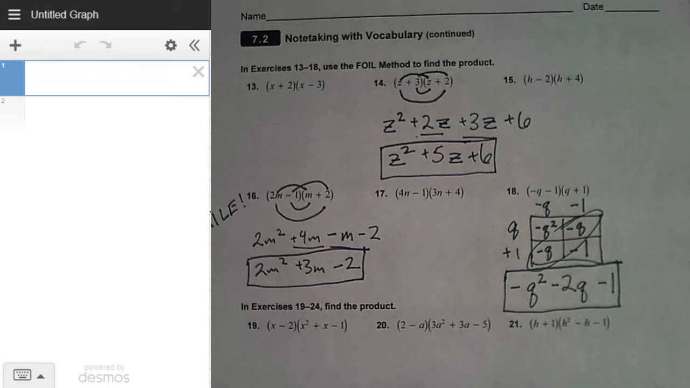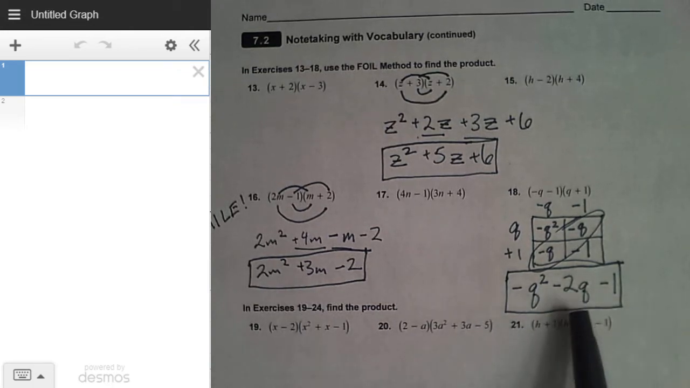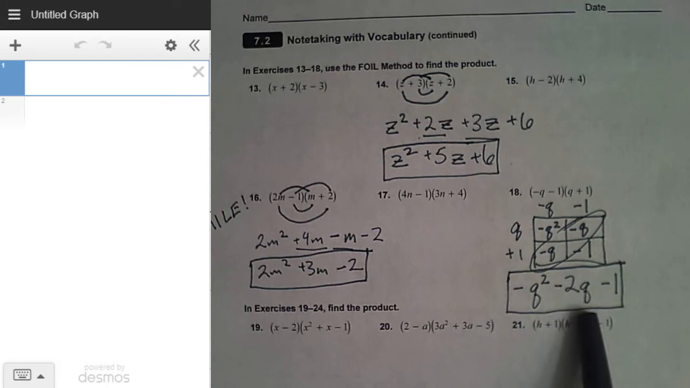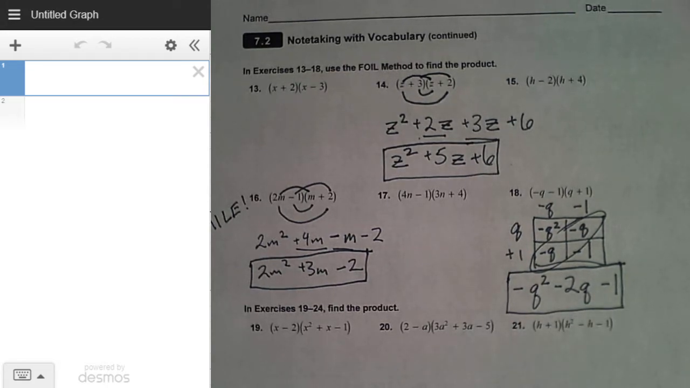If you're just now joining back, you can see how we work through those. Okay, I did one in each way. So for 16, 2m squared plus 3m minus 2 is our answer. And for 18, we got negative q squared minus 2q minus 1.